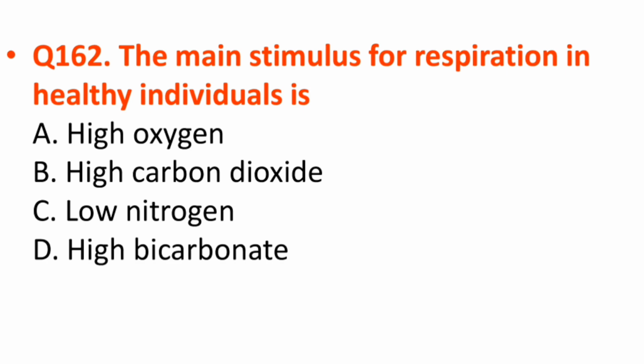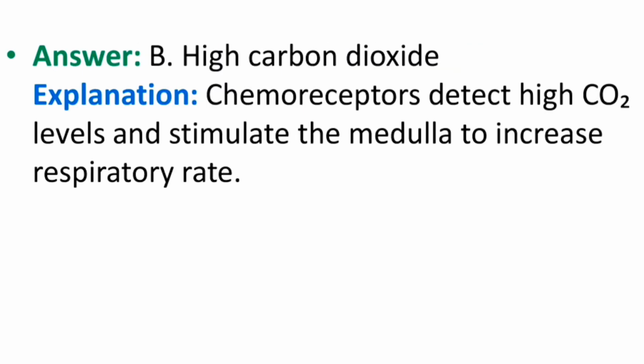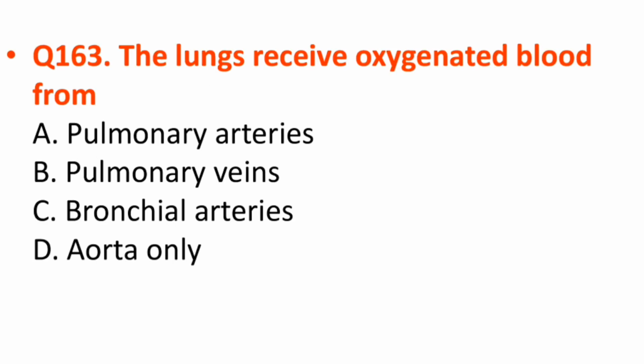The main stimulus for respiration in healthy individuals is option A high oxygen, option B high carbon dioxide, option C low nitrogen, option D high bicarbonate. The correct answer is option B high carbon dioxide. Chemoreceptors detect high carbon dioxide levels and stimulate the medulla to increase respiratory rate.